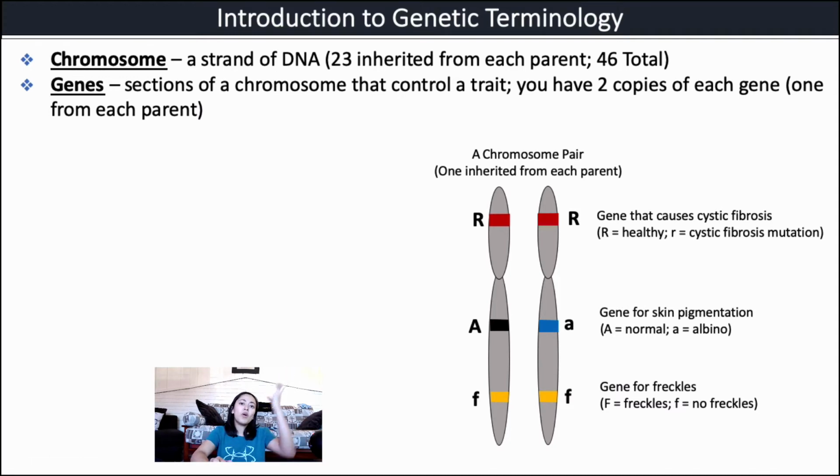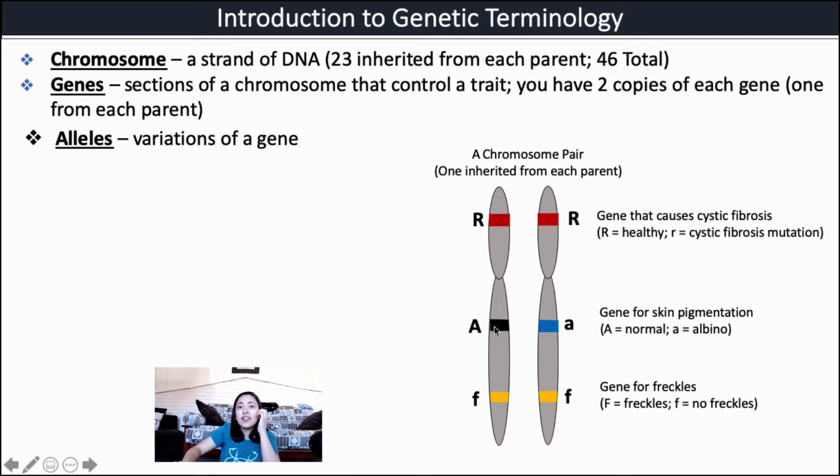Although you inherit one gene from one parent and another gene from the other parent, these genes may not be identical to each other, and we call variations of a gene an allele. So for example here, let's say you inherited this chromosome from one parent and this chromosome from the other parent. Both of those chromosomes have a gene for skin pigmentation. So you have two copies of the gene for skin pigmentation.